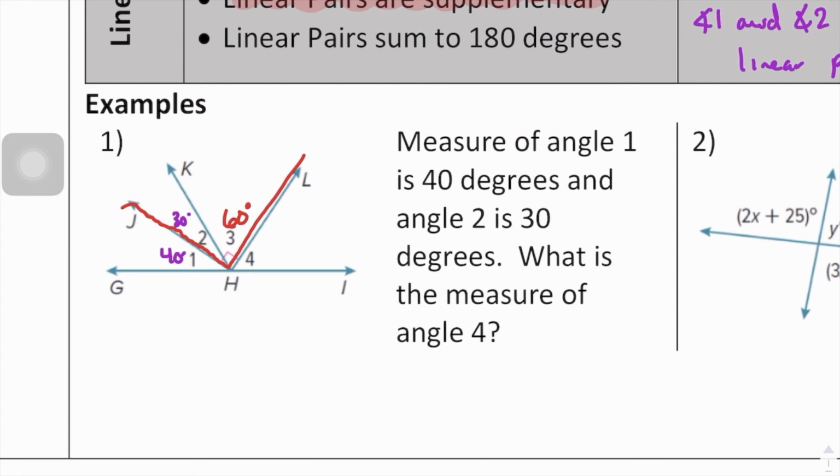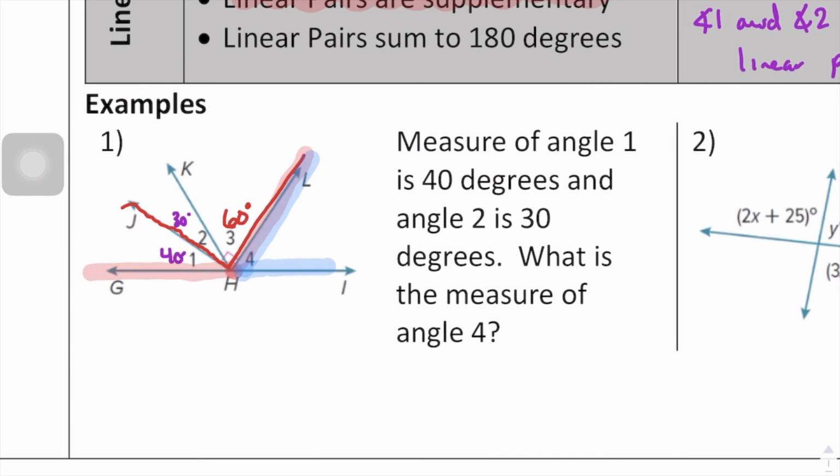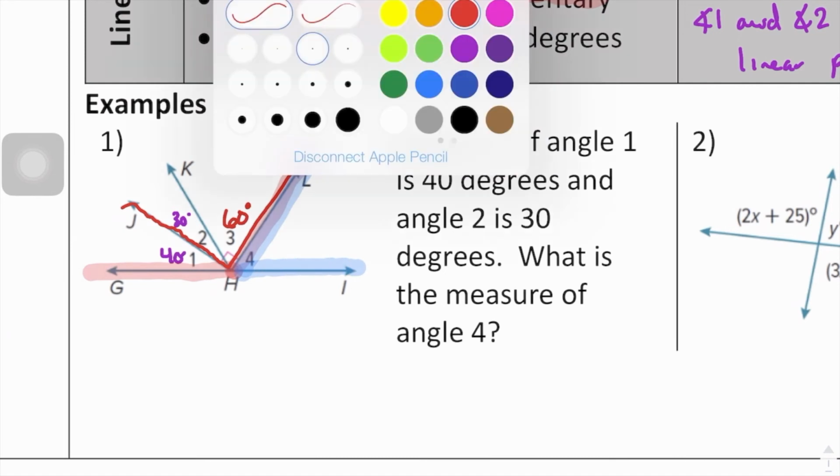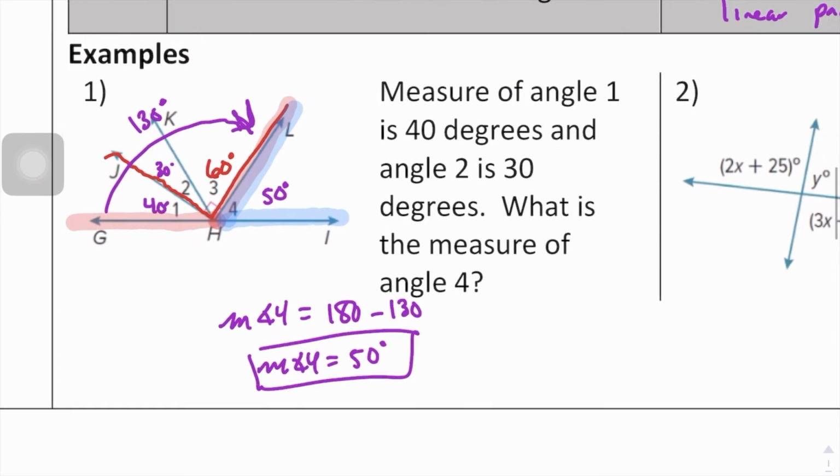And I can see now that this angle is a linear pair with angle 4. This angle here is 130 degrees. I got that by taking 40 plus 30 plus 60. And then 180 minus 130 gets me 50 degrees. So the measure of angle 4, we took 180 minus 130, and we got the measure of angle 4 to be 50 degrees. All right, next example.